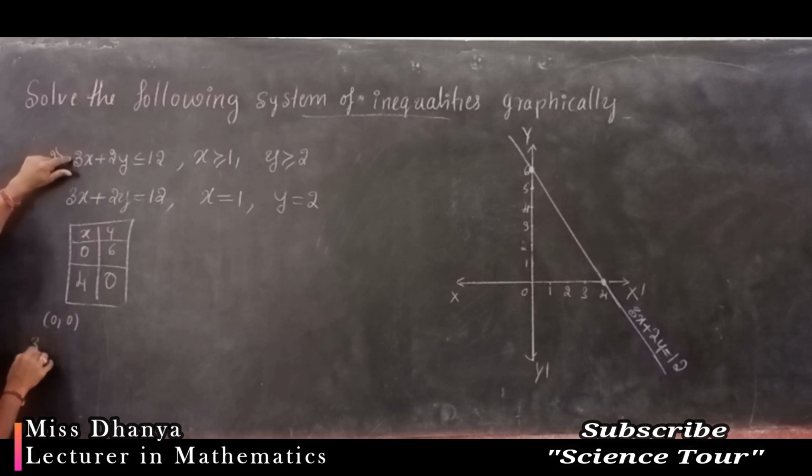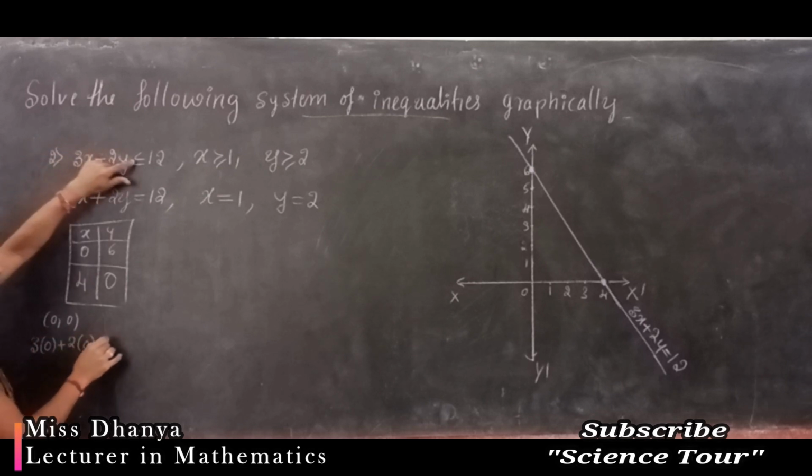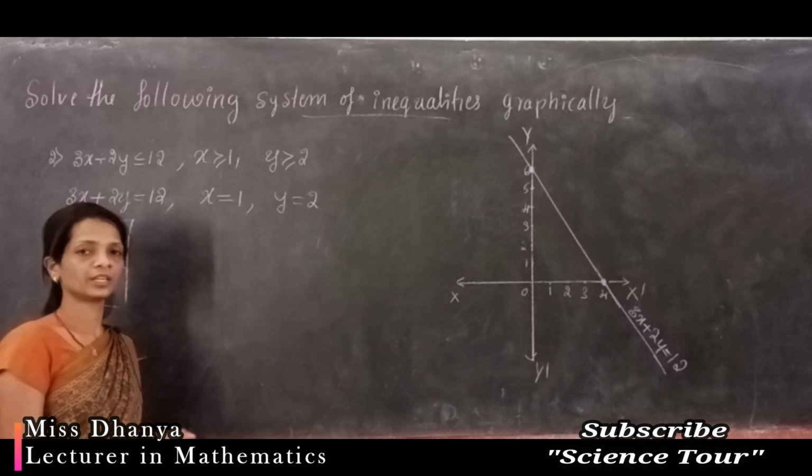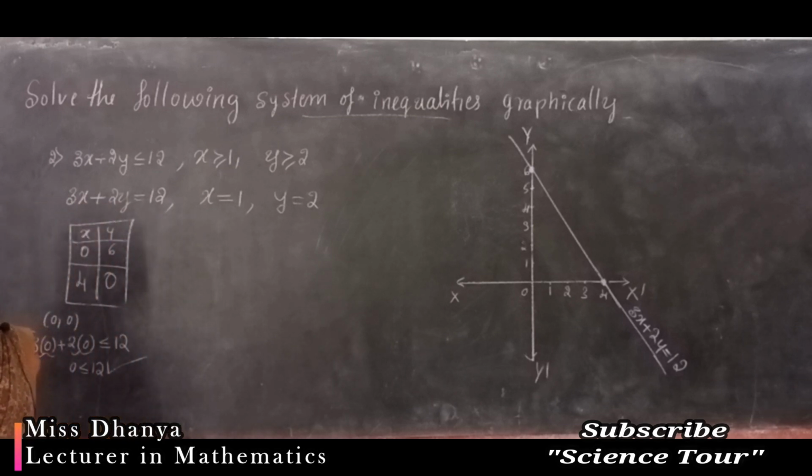So then we get 3 into 0 plus 2 into 0 less than or equal to 12, and 0 into anything is 0. So here 0 plus 0, that is 0, less than or equal to 12, and 0 less than or equal to 12 is the correct inequality. Always, if a checking point gives a correct inequality, then that implies what? You have to shade the half plane containing the checking point.